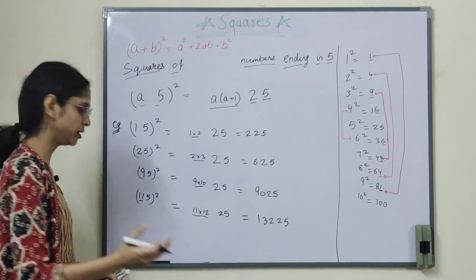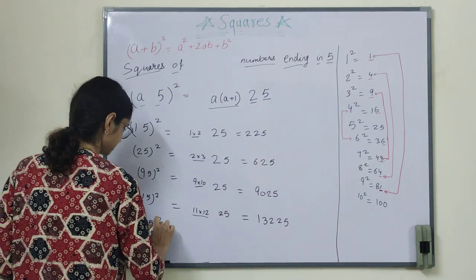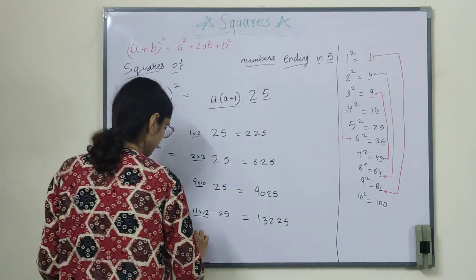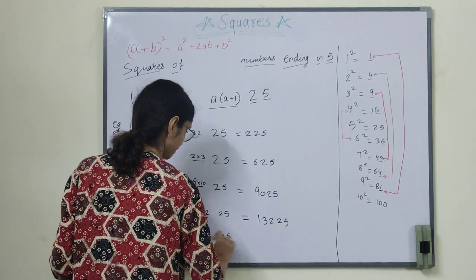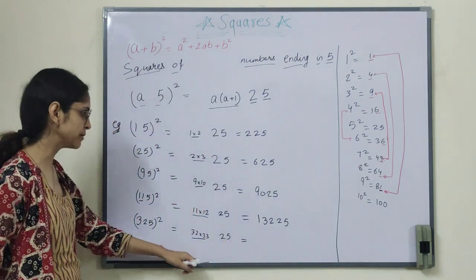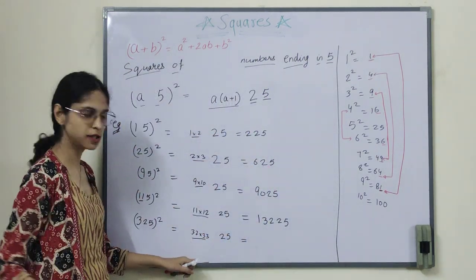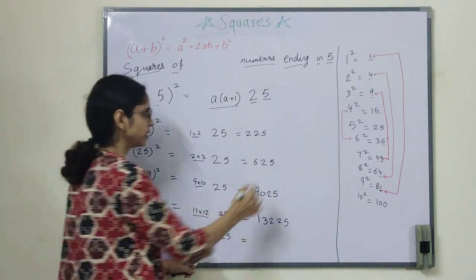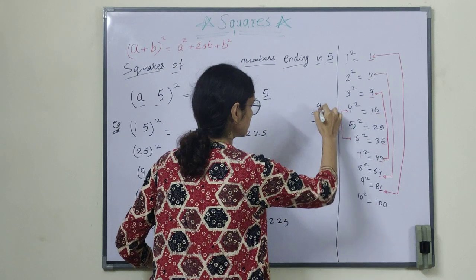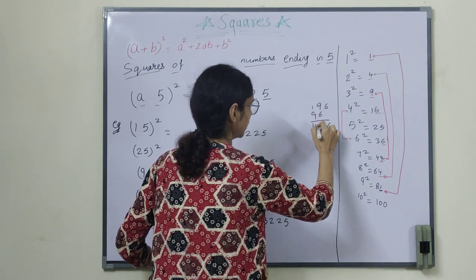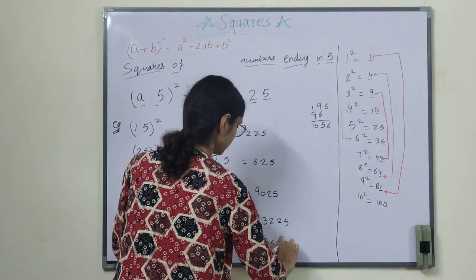For example, let's take 325 square. So you just have to do 32 times 33 and 25 over here. Now 32 times 33, let's do over here. So 32 times 3: 3 2s are 6, 3 3s are 9, 96. 96 over here, 96 over here, it becomes 6. It is 1056. So the answer will become 105625.